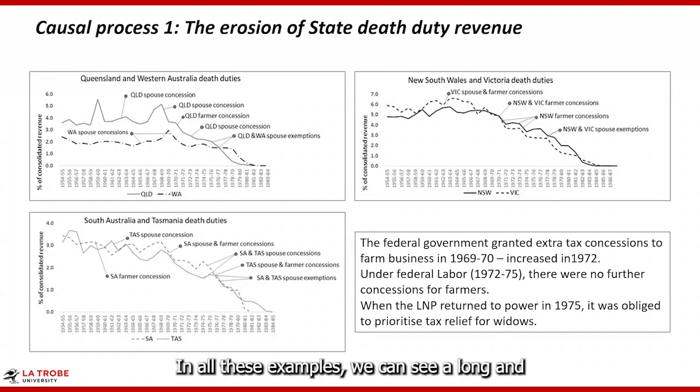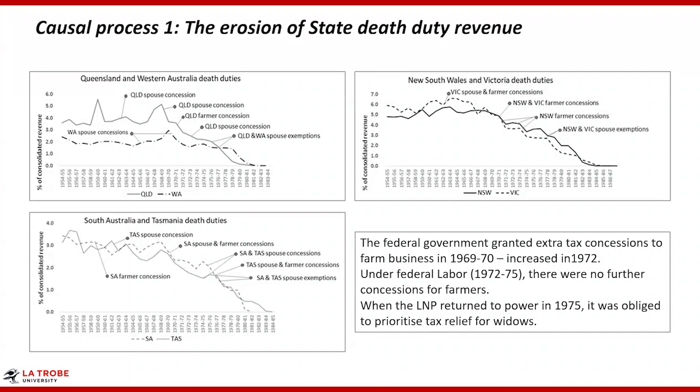In all these examples, we can see a long and fairly steady erosion of the economic importance of the tax revenue. In political science, we can call this a self-eroding causal process in which each successive step makes the policy regime a little bit weaker than it was before.